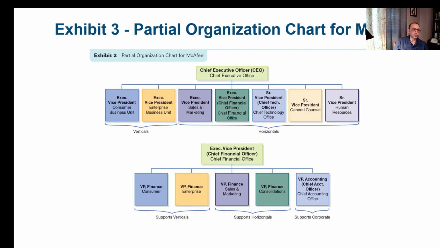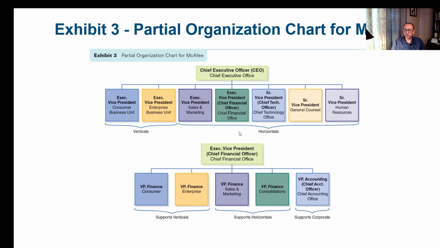Here we have an example of presentation. This is a partial organization chart for the company McAfee, the antivirus company. We have the CEO, and here we have the executive vice president or the CFO. Under the CEO, we have the executive vice president for the consumer business unit and the executive vice president for the enterprise business unit, and these are considered verticals because they deal directly with the customers. Then we have assistants to these, and here we have the sales and marketing executives, the chief financial officer, the chief technology officer, the general counsel, and human resources. Again, you can see nothing here provides a new product.